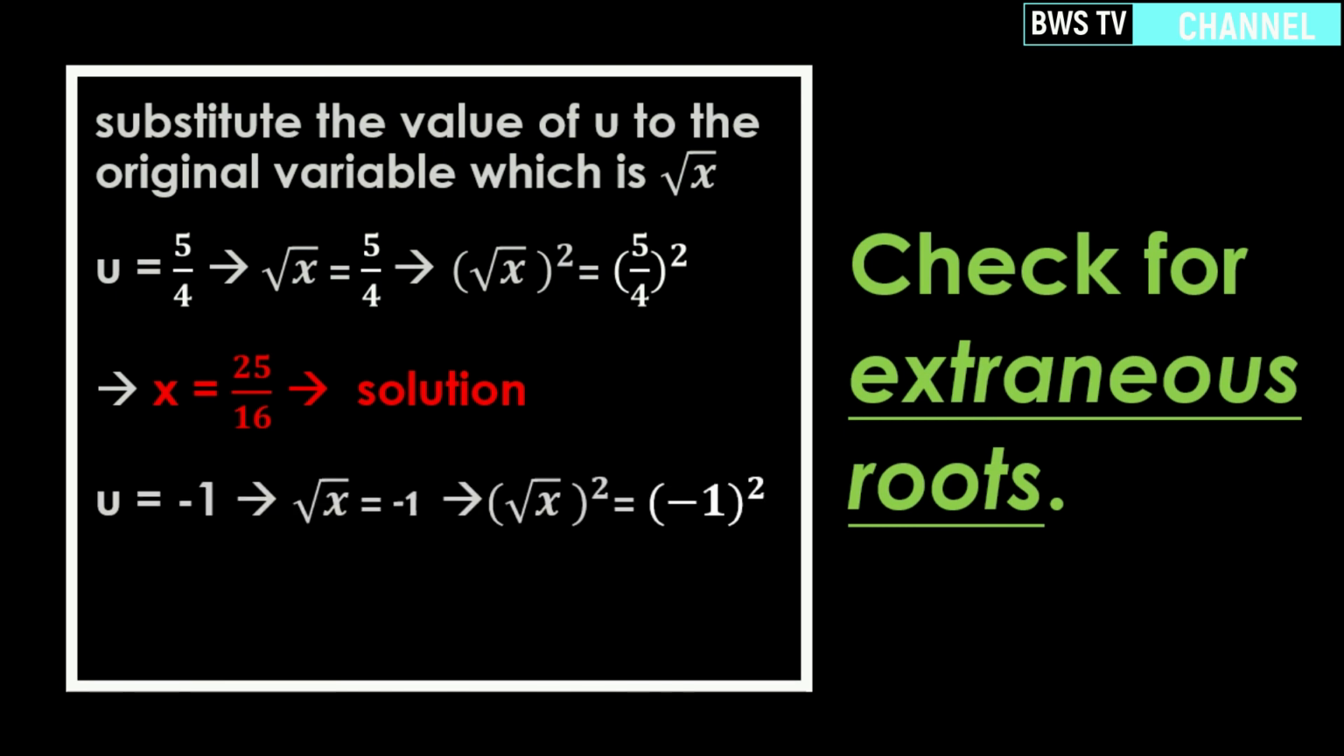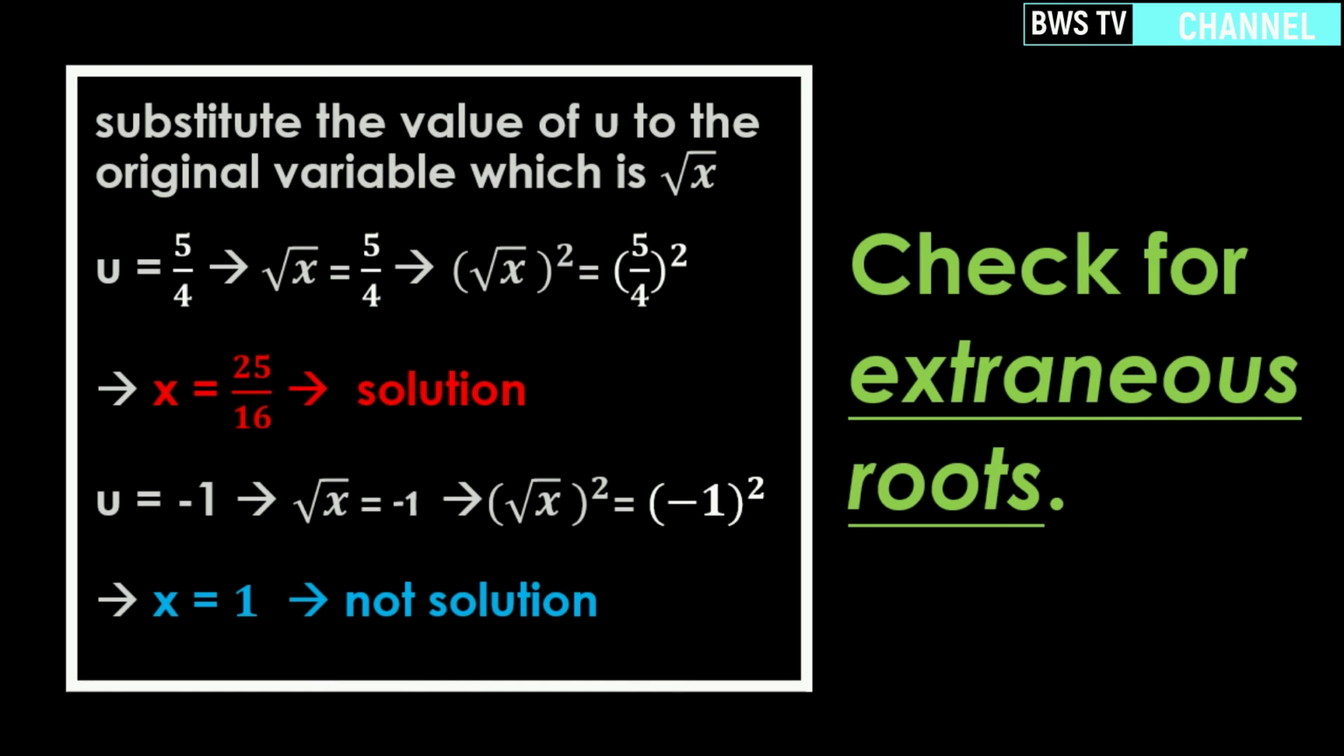Now, the second one is u is equal to negative 1. Again, change u into square root of x. So you have square root of x is equal to negative 1. Then eliminate the square root symbol, so raise it to the exponent of 2. The remaining is x, and negative 1 times negative 1 is positive 1. And here, when we substitute 1 to the original equation, it will not satisfy the given equation. Therefore, the value of x, which is 1, is not a solution.